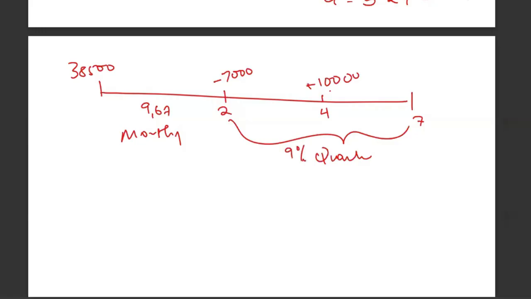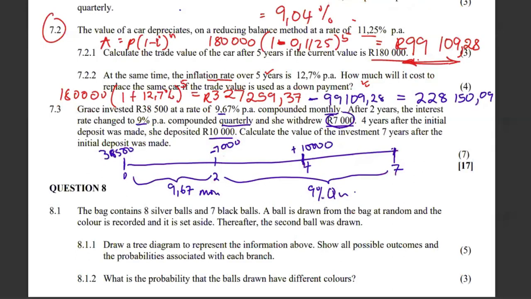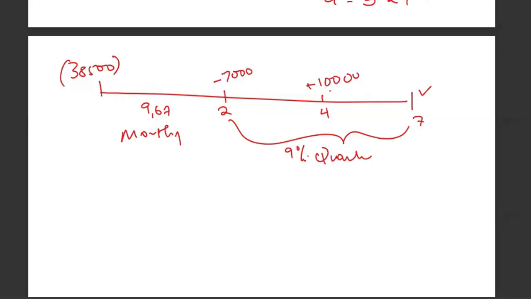So like I said, there are steps. Number one, we can look at what the 38,500 would become after the 7 years, what the 7,000 would become, what the 10,000, and then we just do the additions of everything at once. So if I do that, I'll have the 38,500, which is going to grow for the first 2 years. So 1 plus 9.67% over 12 to the exponent of 12 times 2.